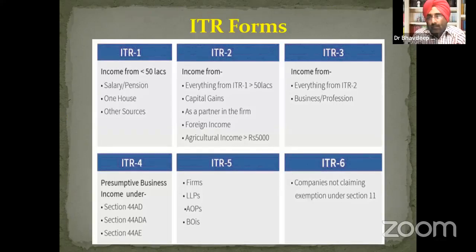So who files ITR 1? Any salaried person having one house, other sources of income, less than 50 lakhs files ITR 1. If the income is less than 50 lakhs, but there are capital gains from property, from shares, from mutual funds, the gains may be tax exempt. 1 lakh tak capital gains are exempt, LTCG, not the short term. The long term capital gains are exempt up to 1 lakh. चाहे आपके 2000, 1000 का gain है, you can't file ITR 1. Salaried बंदा, freelancer, कुछ भी, file ITR 2.